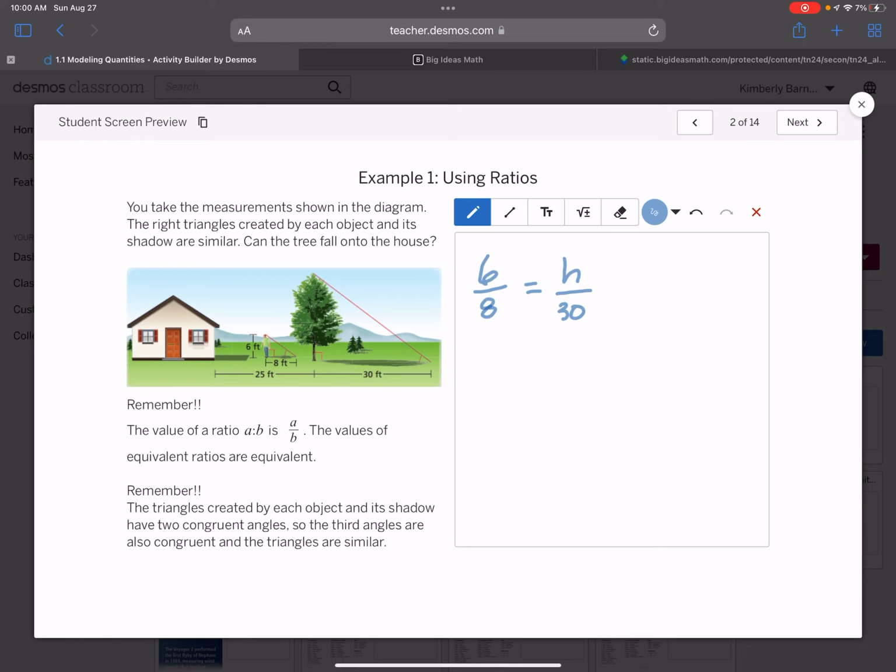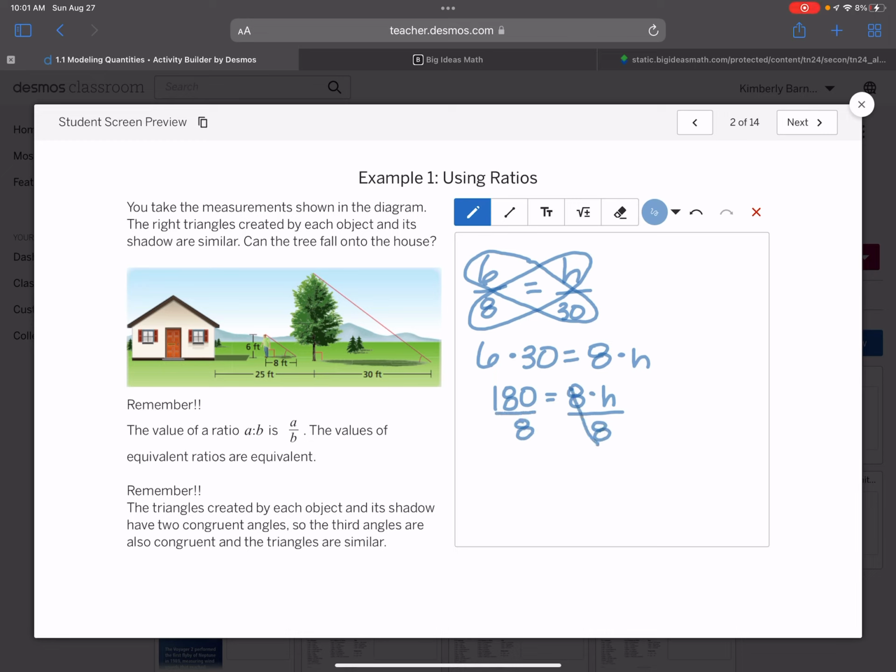You guys used the butterfly method most likely when you learned this. So you took 6 times 30 and you set that equal to 8 times h. And then you just solve that. So 6 times 30 is 180 equals 8 times h. And then we divide both sides by 8. Which would give us, I believe, 22.5. But let me check. 180 divided by 8. Yes, 22.5.